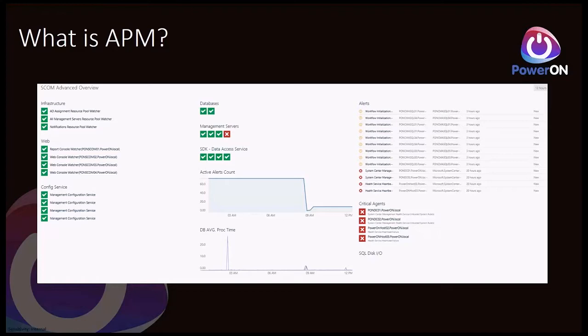So the passive monitoring, as we can see here, is that the report console is working, the web console is online, and the management configuration services and the data access services are all running. We've got an issue with the management service there. I'd need to drill into that and see what's going on. But we can see on the other side that it is potentially to do with service accounts. But in terms of the actual databases, everything is green. Now, that's all well and good.